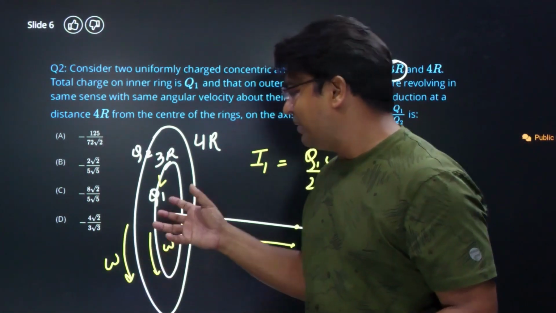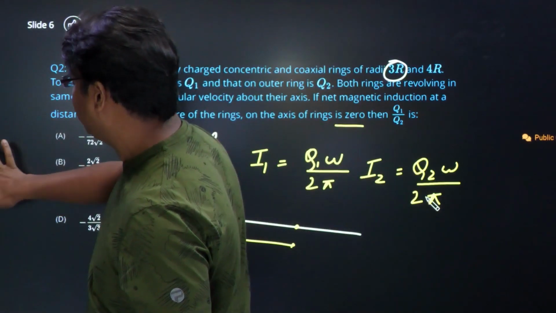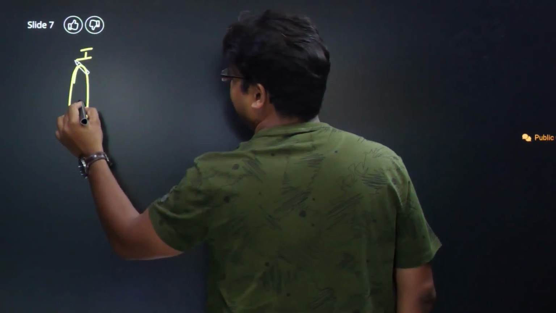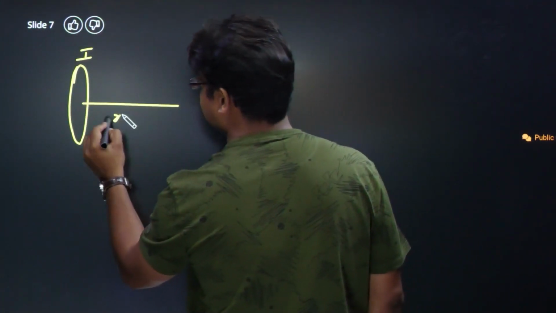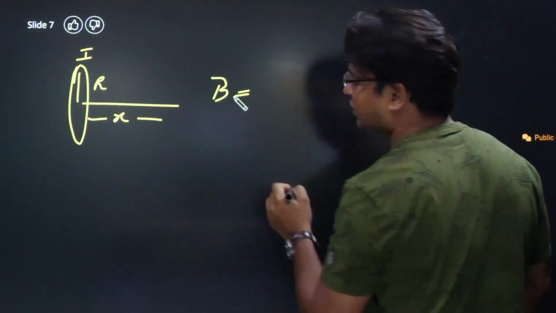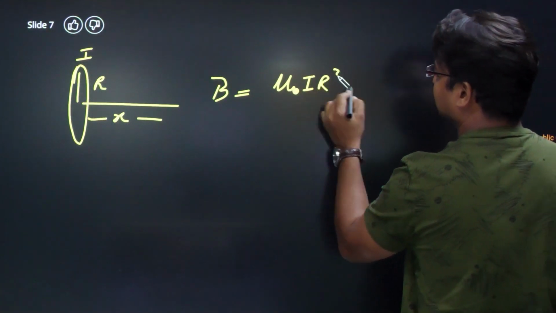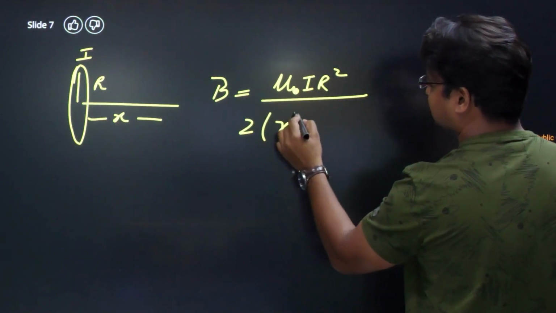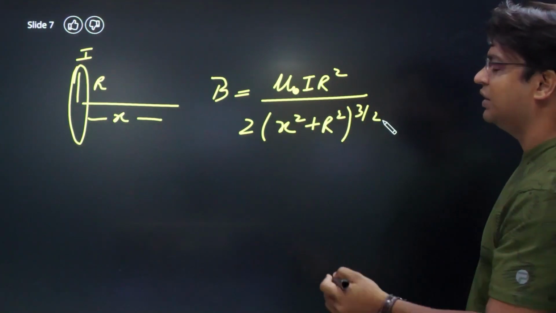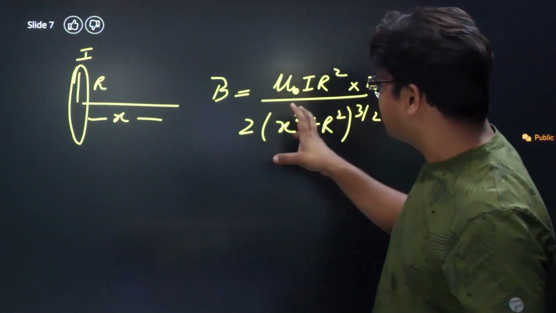Now how do we write the magnetic field on the axis of a current carrying circular loop? Let me write the formula first. If there is a ring carrying a current I, then how do we write magnetic field at a distance x from its center if the radius is r? The standard formula that we are going to make use of is mu naught I r square upon 2 times (x square plus r square) raised to power 3 by 2. If there are multiple turns, we also multiply with the number of turns, which in this particular case is not there. So this is the formula that I am going to use.